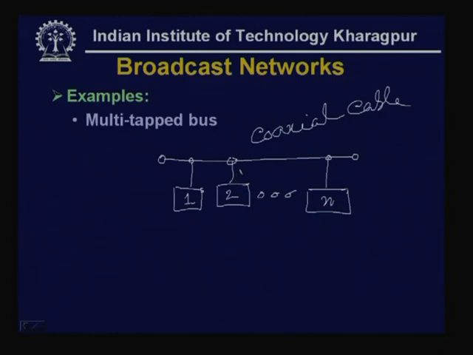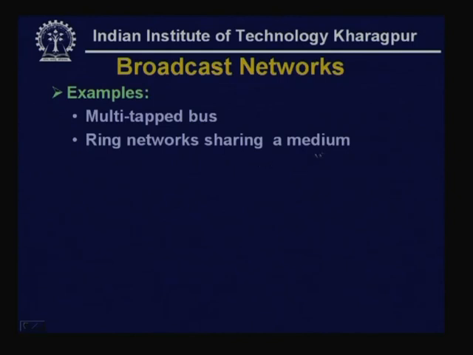Now, if A launches some data on the medium, it will proceed in both directions and it will reach 1 and n, and all the other stations connected to the medium. That means here a particular user is broadcasting and it is being received by all other users which are connected to the medium. So, this is the multi-tapped bus, and you will see that this type of multi-tap bus is used in local area networks, the LAN environment. Let us consider another example, that is ring networks sharing a medium.